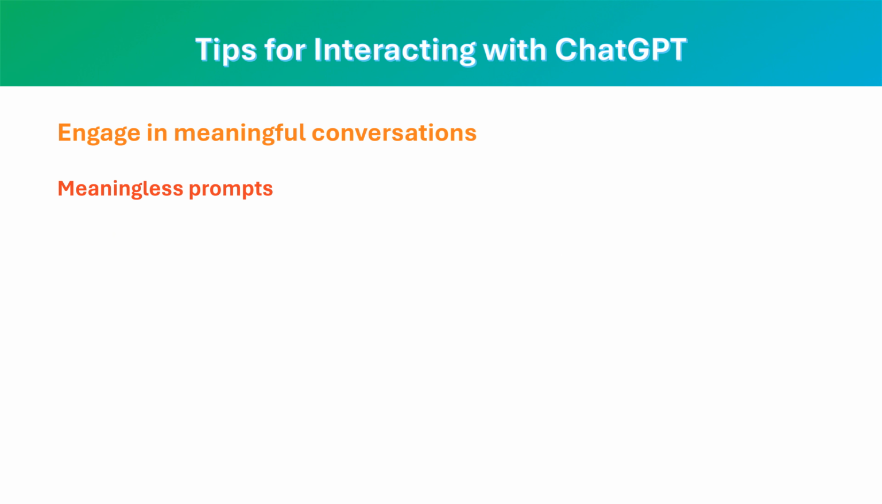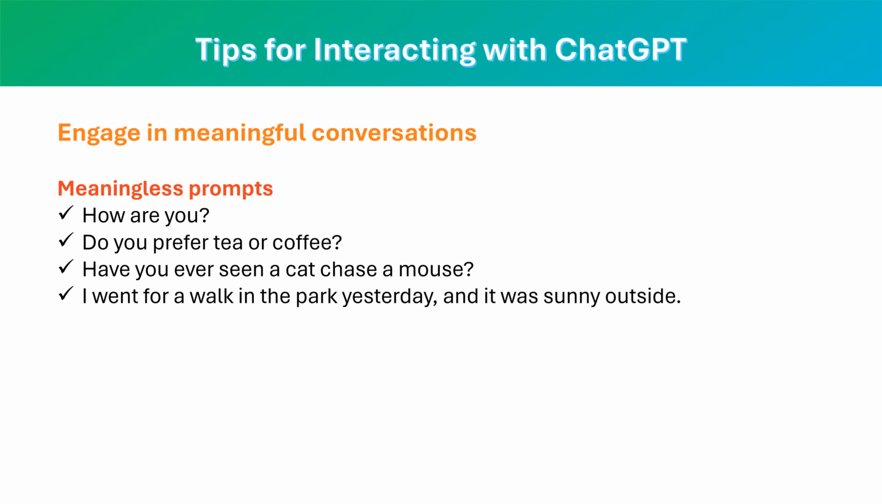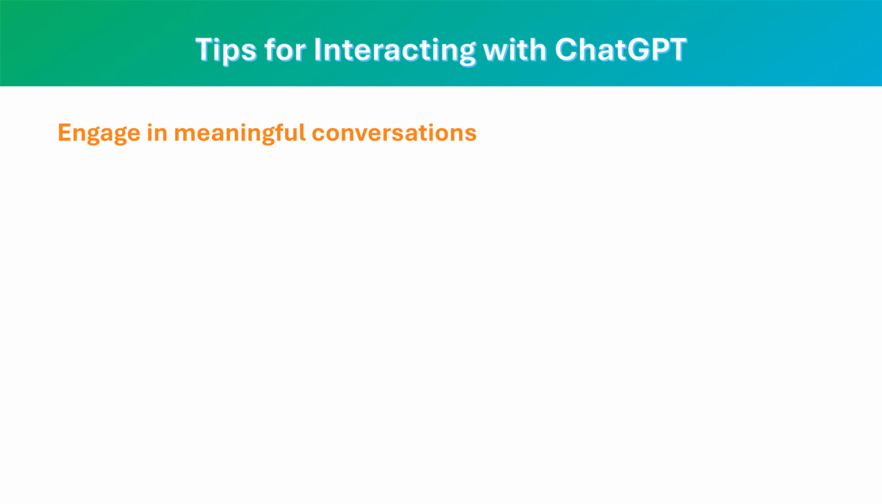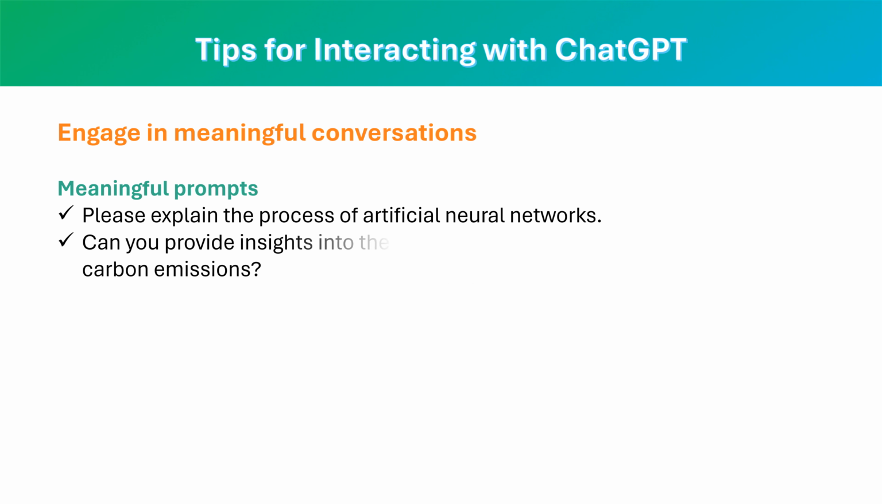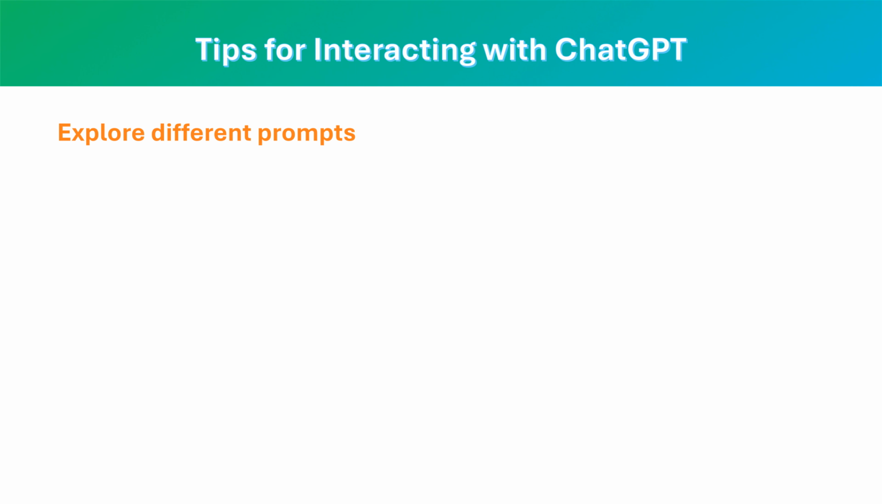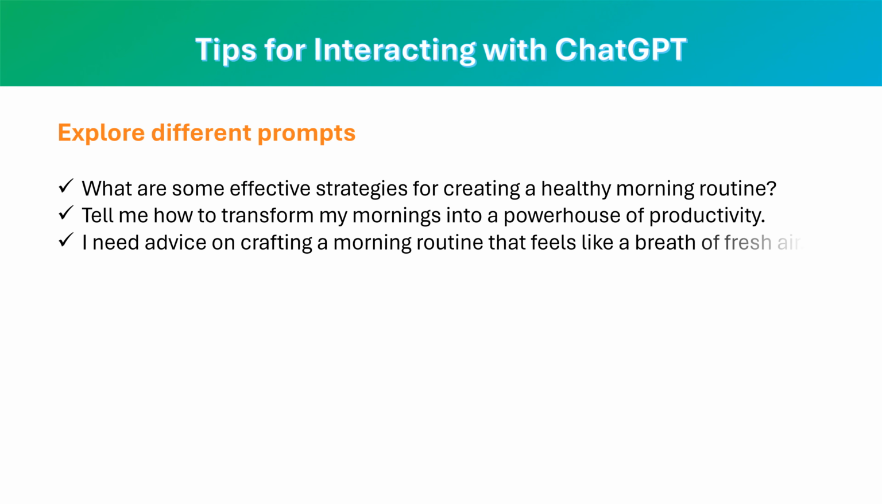Engage in meaningful conversations. ChatGPT is capable of engaging in various topics and discussions. Explore its capabilities by engaging in meaningful conversations, sharing ideas, and asking open-ended questions. Explore different prompts. Experiment with different types of prompts to see ChatGPT's versatility. Try asking questions, providing prompts for creative writing, or even engaging in role-playing scenarios to see ChatGPT's diverse capabilities.